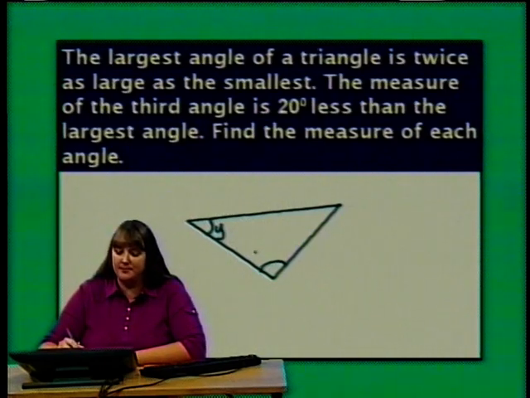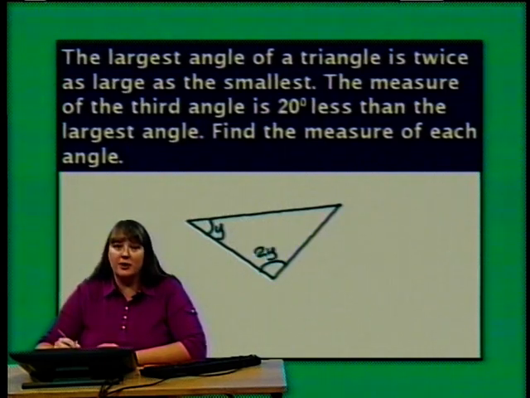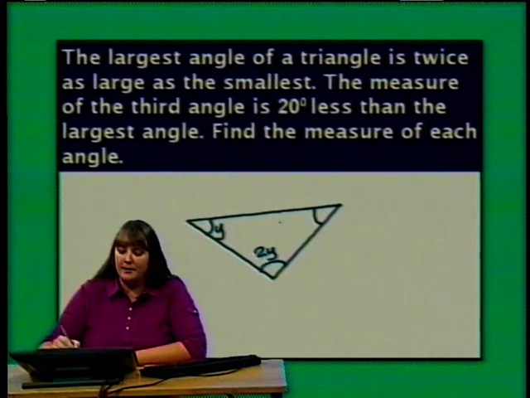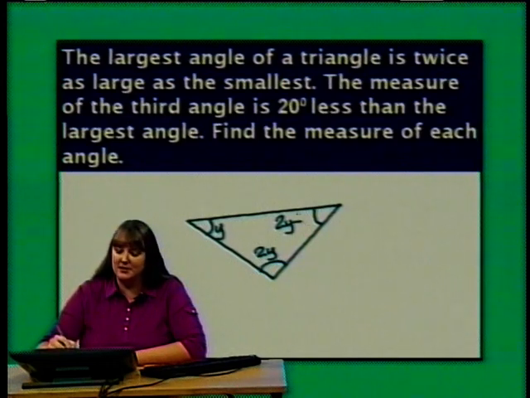And I'm told the third angle is 20 degrees less than the largest angle. So my third angle over here needs to be 20 degrees less than 2y. So 2y minus, because it says less, 20.